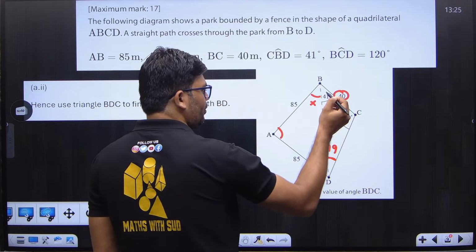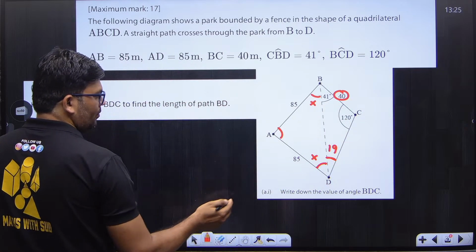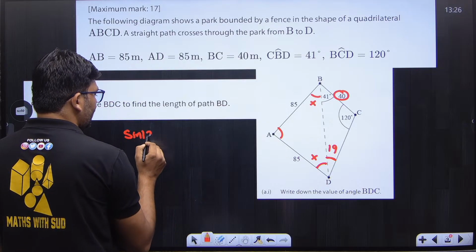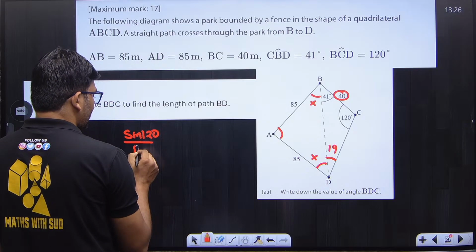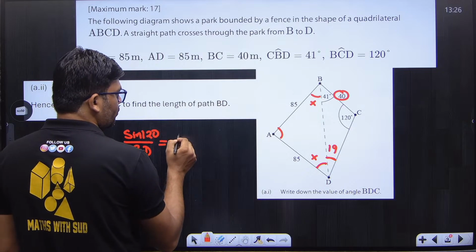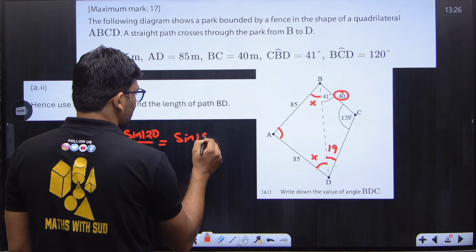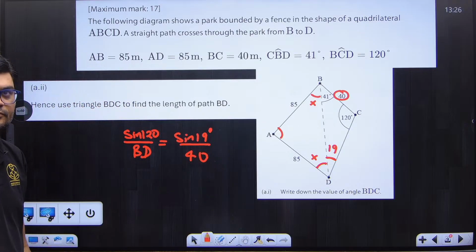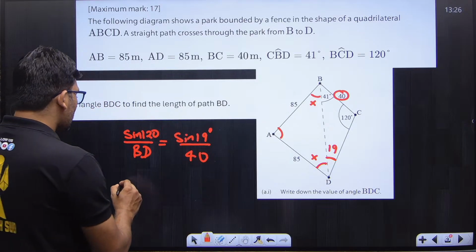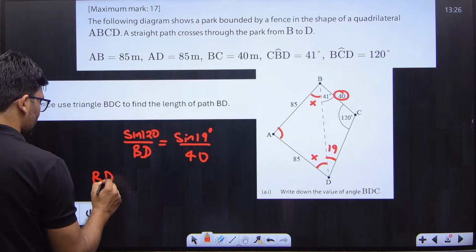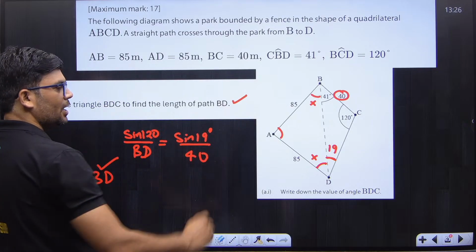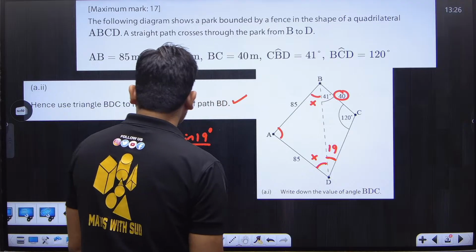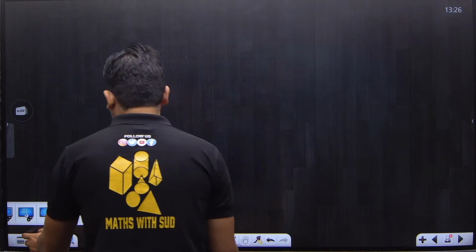So use the sine rule. BD is in front of which side? So we can say sine of 120 degrees divided by BD is equal to sine of 19 degrees divided by 40. Are you getting this? So BD can be found now. We are not calculating now, that you can do in the homework. We are just understanding how to do the questions.